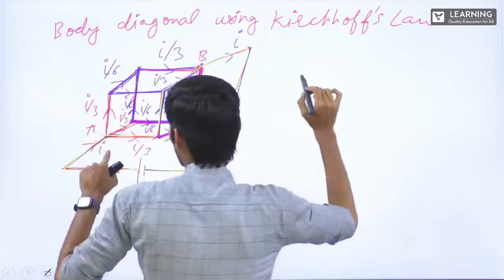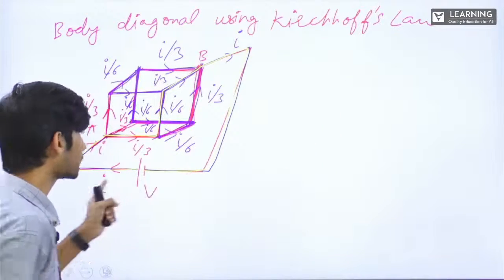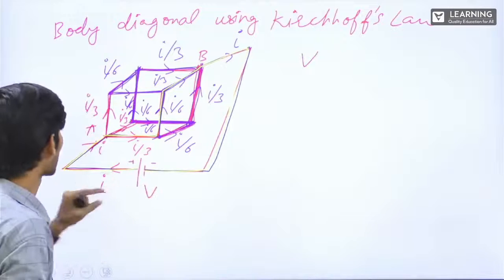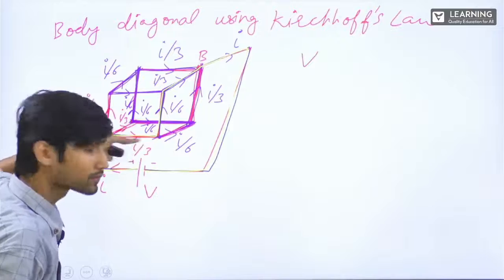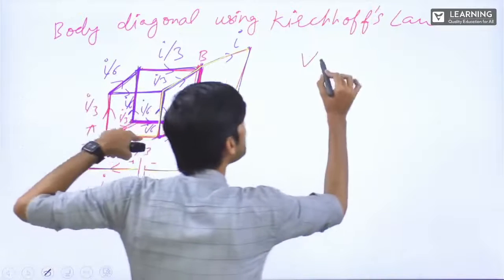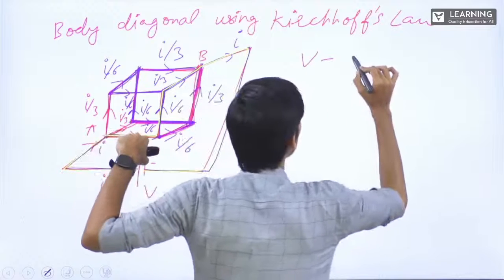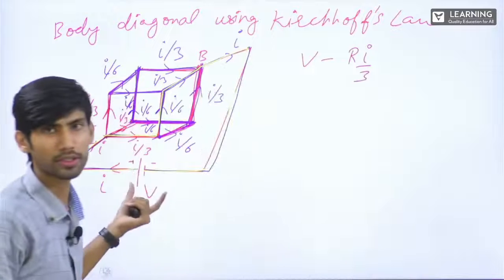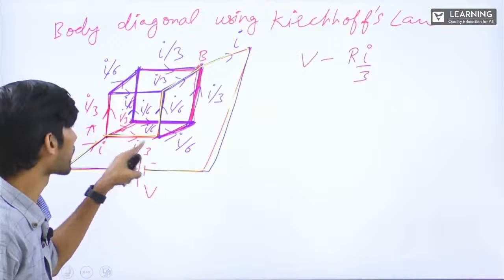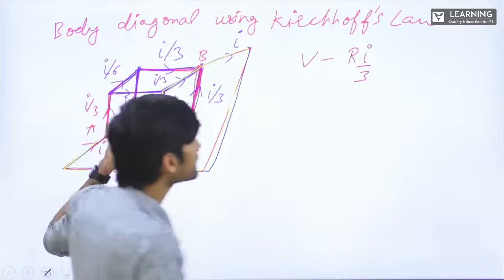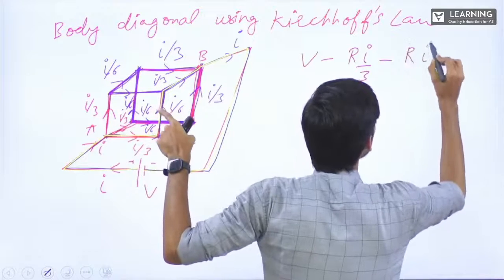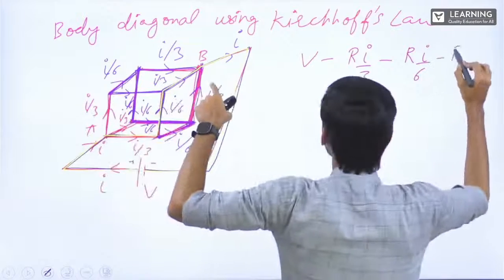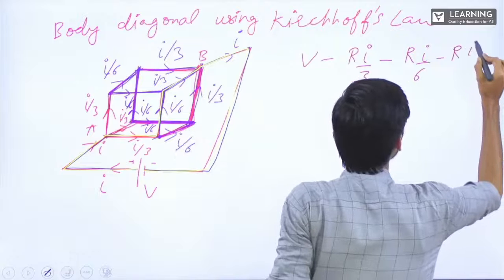Now see, from here if I move in the direction of current, this will be plus V. This is negative, this is positive. I am moving towards positive, plus V. Then here one resistance will come in the direction of current, that is minus. Resistance is R, current is I by 3, potential is IR, so R into I by 3. One resistance here, minus R into I by 6. One resistance here, minus R into I by 3.